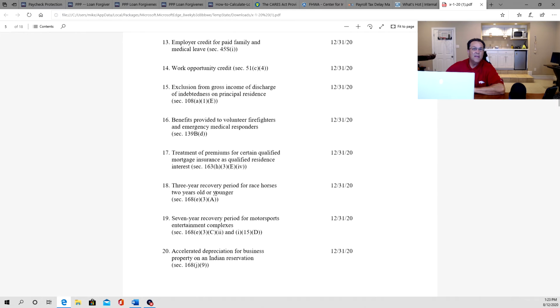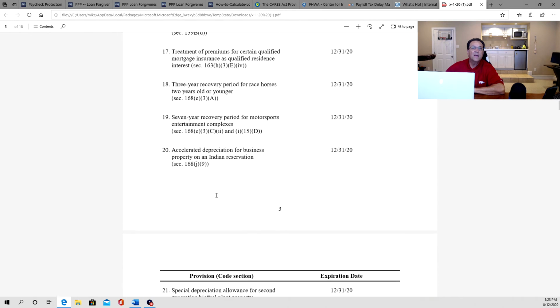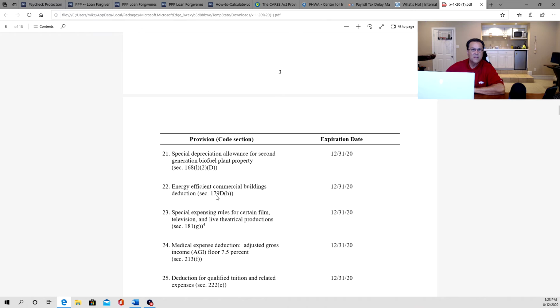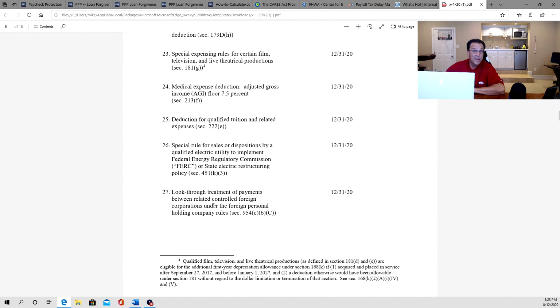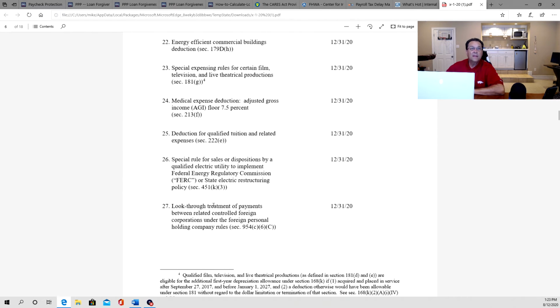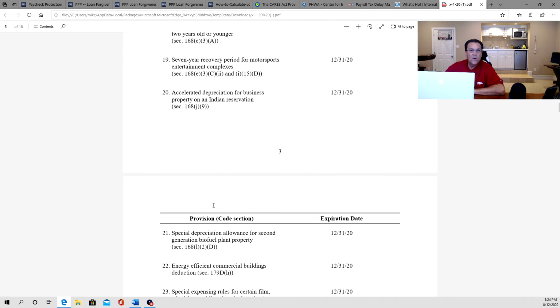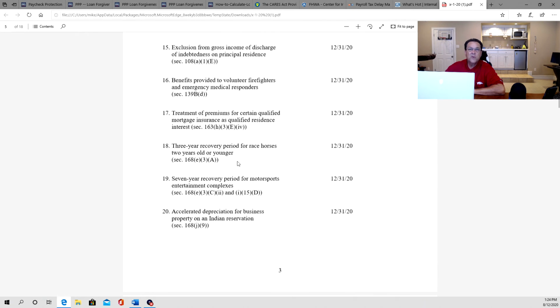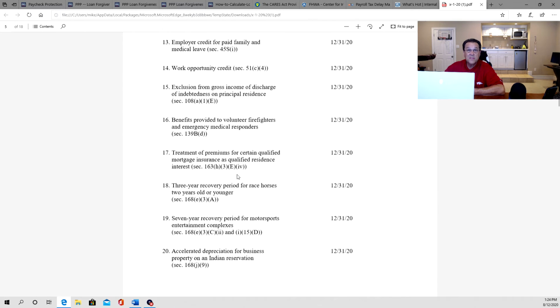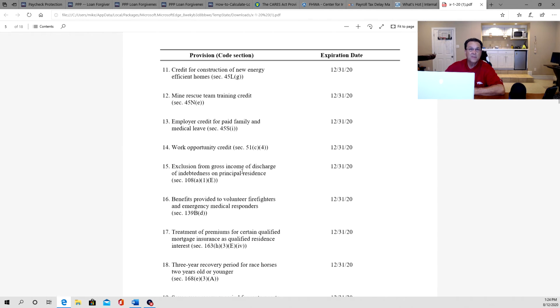Then there was the accelerated special depreciation. There's one here that I wanted to really show you. There's the deduction for qualified tuition and related expenses. Okay. And then let me get you the one for, not the biofuel, that's the Indian Reservation. Motorsports. You can see racehorses. You can see all the stuff in here. Treatment of premiums for certain qualified mortgage insurance. Some people that is available to them.